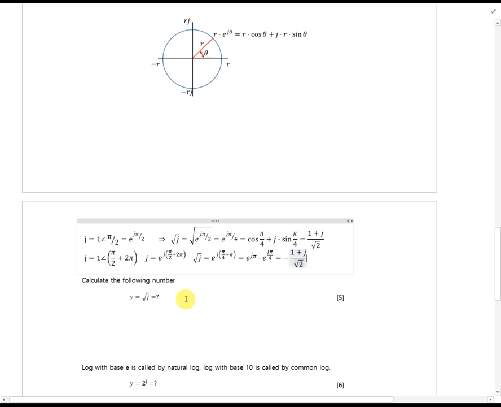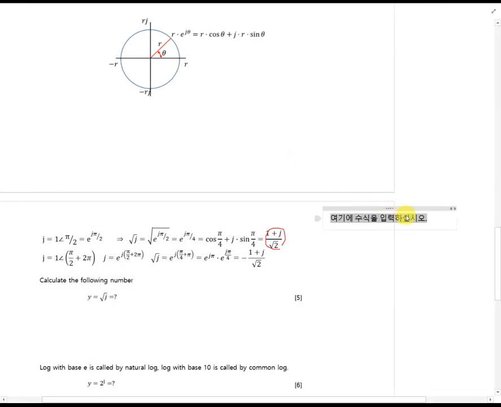So which one is correct? The first is correct. The reason is that the angle should be confined to one period only. Mathematically both are okay, but from the engineering point of view, we always confine the angle theta to within minus pi to pi, or sometimes we can confine theta to less than 2 pi.